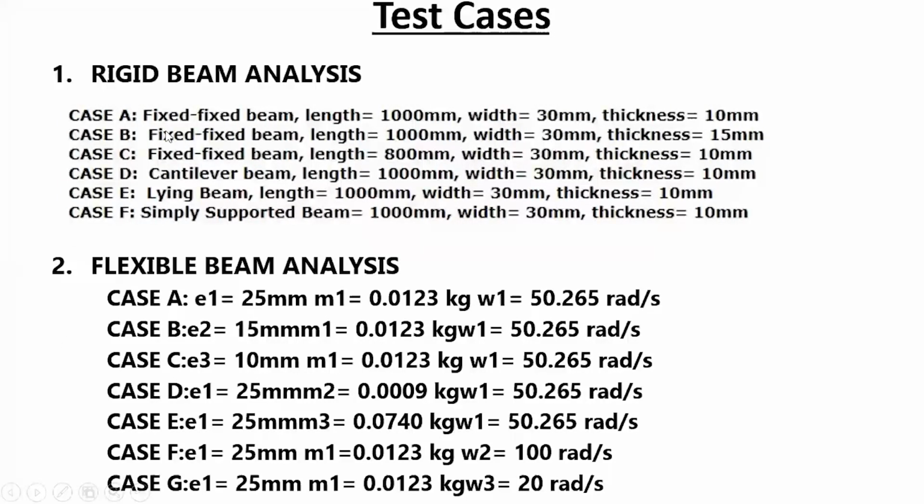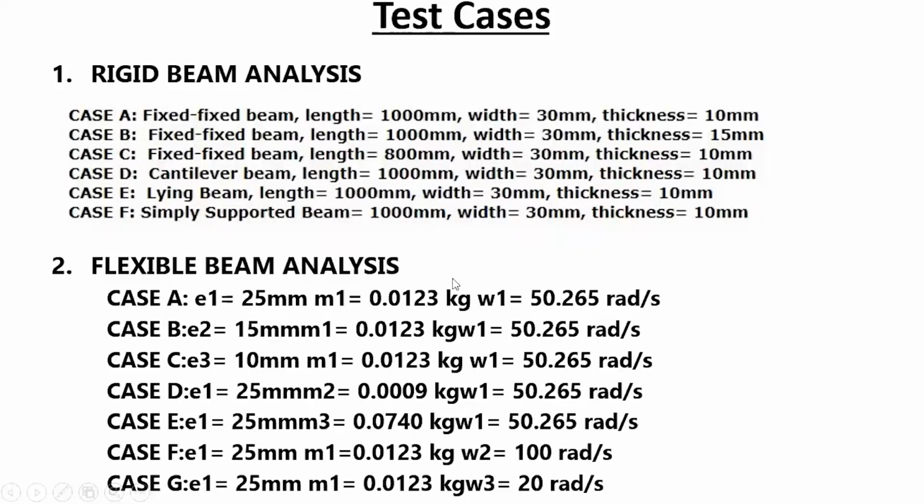In the rigid beam analysis, there are 6 cases. The first 3 cases deal with changing either the thickness or the length of the beam, and the only constant part in the first 3 cases is the end condition, which is the fixed beam. The last 3 cases talk about changing the end condition. So it's the cantilever beam, this is the lying beam, I'll talk about this in detail later, and this is the simply supported beam. These are the cases for rigid beam analysis, where the reaction force variation of the fixed joints, the joints of the beams, is calculated.